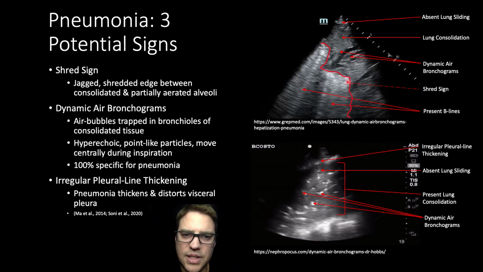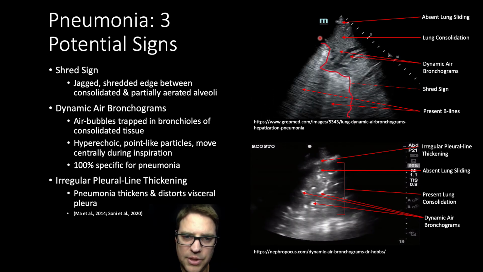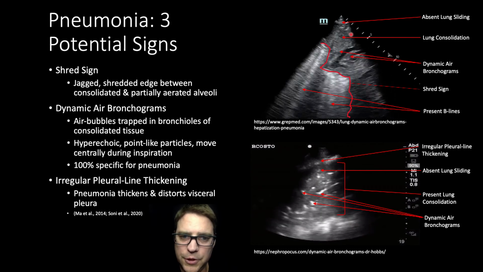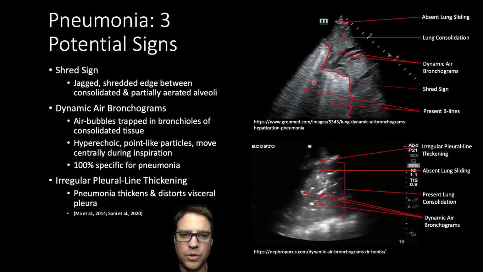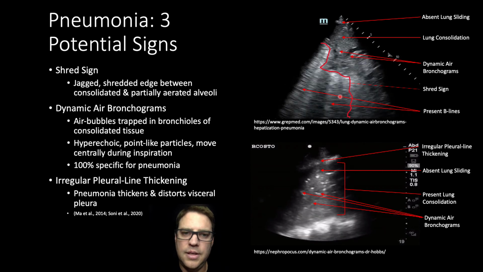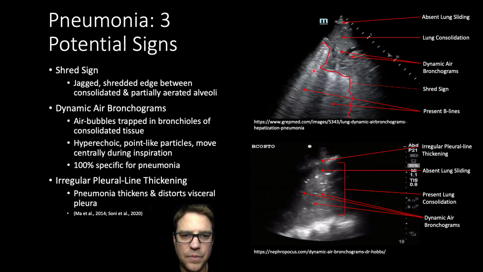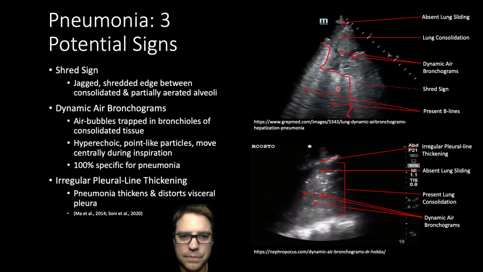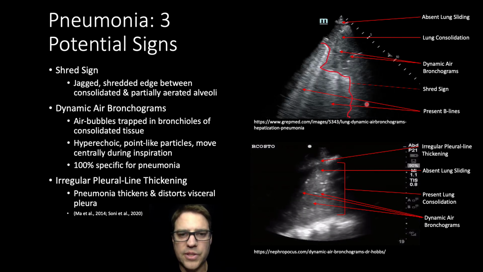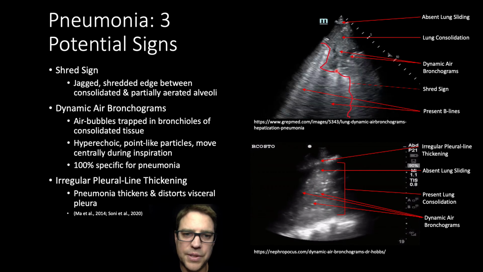Moving a little further down, you got this jagged, rough edge. This would be the shred sign between consolidated tissue and partially aerated alveoli. Finally, in the partially aerated alveoli, you see these B lines. So this is a classic case using POCUS of pneumonia.